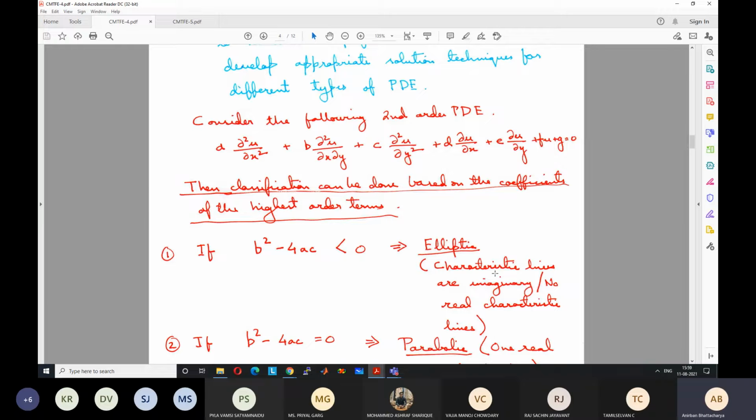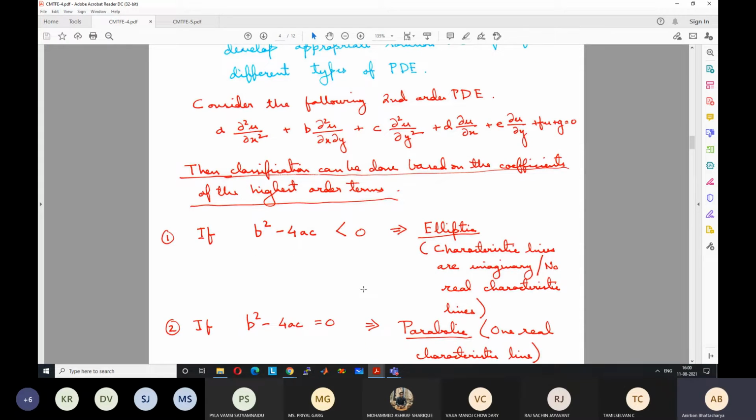It means that there are no real characteristic lines. At this point, you do not know what a characteristic line is. You may know, but based on this course, you do not yet. We will study it subsequently. But let us note at this point that for elliptic PDEs, there are no real characteristic lines because B square minus 4AC is less than 0.